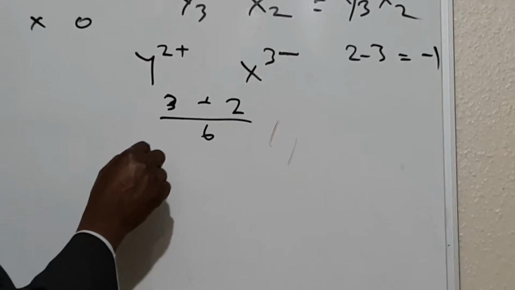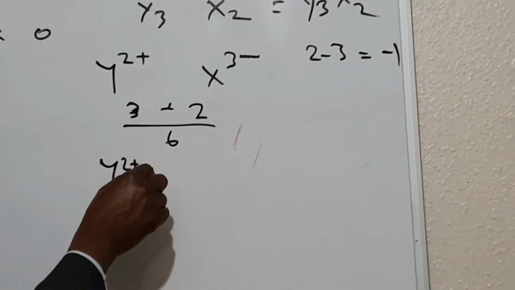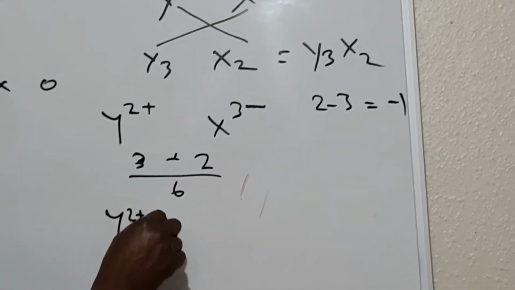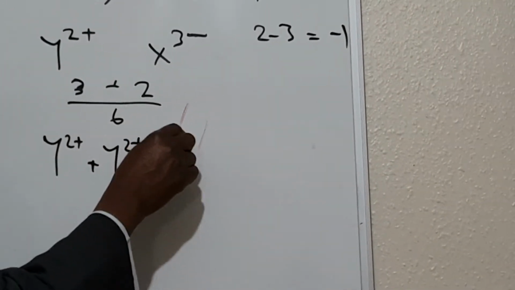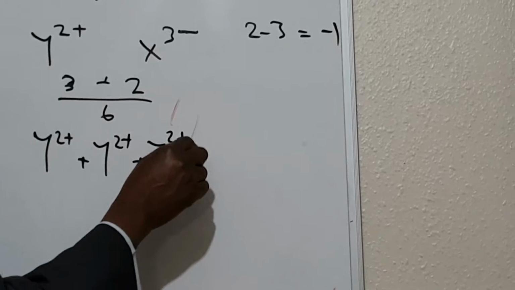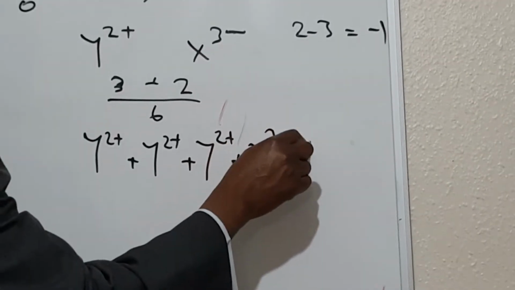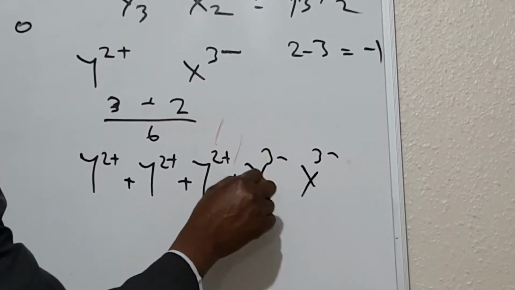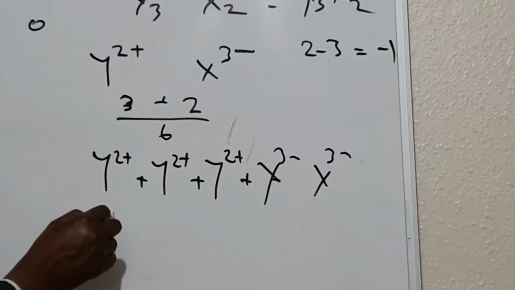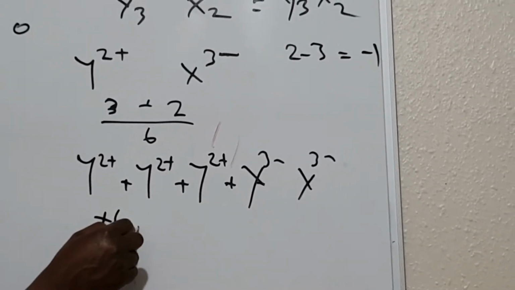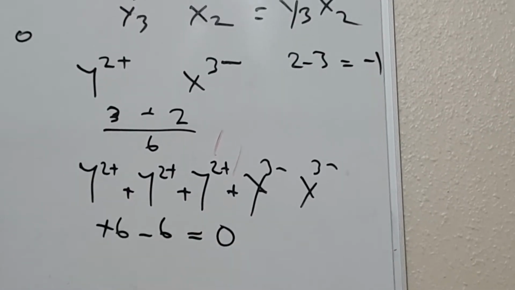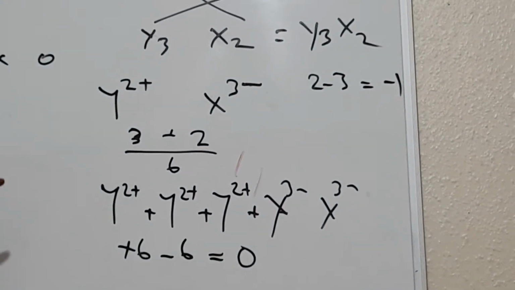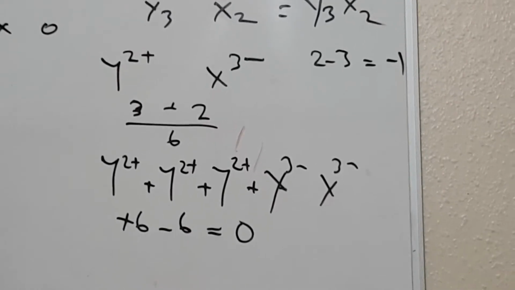And you look at it. You get Y2 plus, plus Y2 plus, and X3 minus, X3 minus. So how many positive do you have? Plus 6. Minus, how many do you have here? 6. How many in total? 0. So now it's stable. There is no charge. Do you understand?